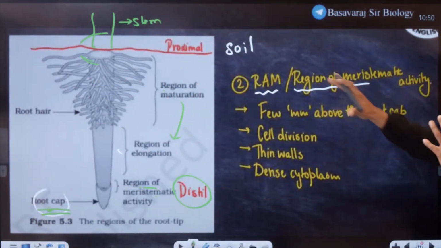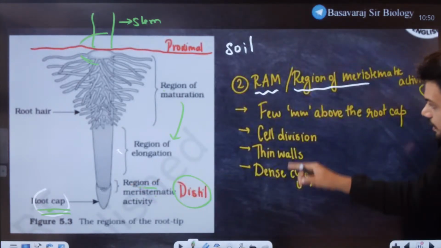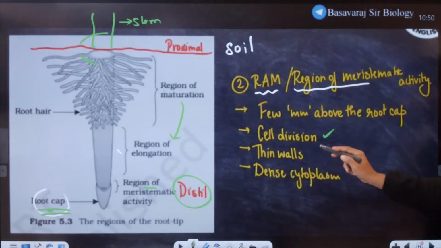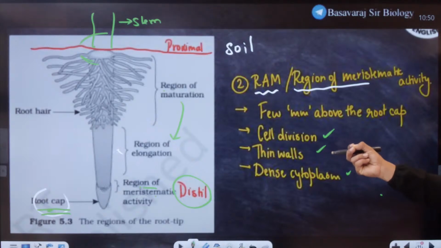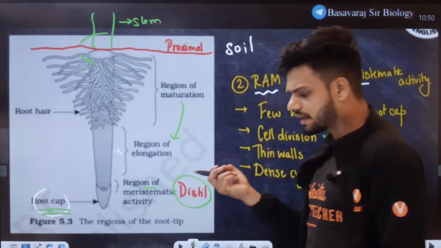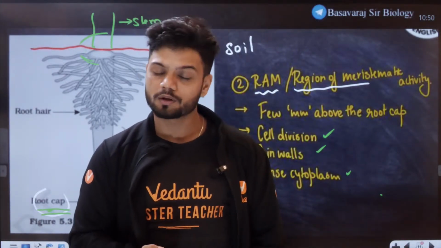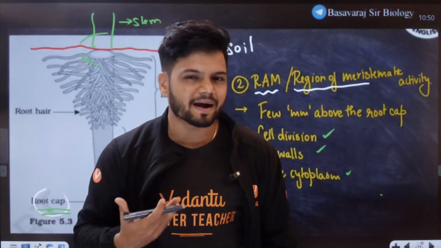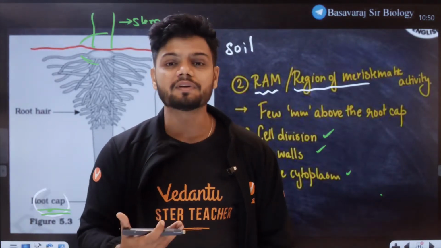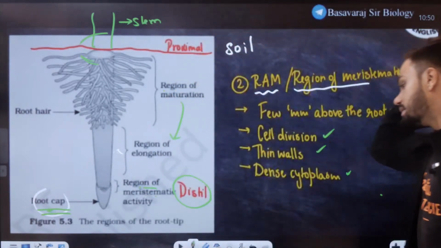Okay. So see here, RAM, a few millimeters above the root cap. Here main cell division happens. Thin wall cells, dense cytoplasm, because these are the dividing cells. Now students, tell me in the chat quickly, in this region of meristematic activity, do you think we will have a primary cell wall, or a secondary cell wall? Since these are dividing cells, these are new cells, here we will have the primary cell wall.